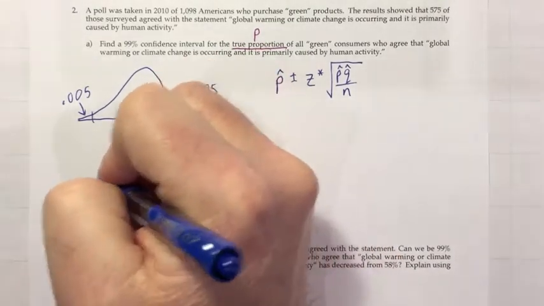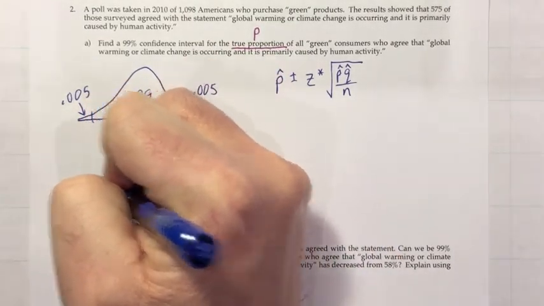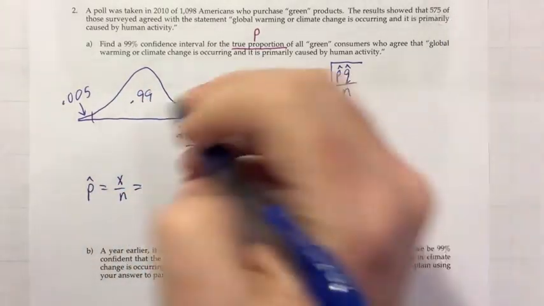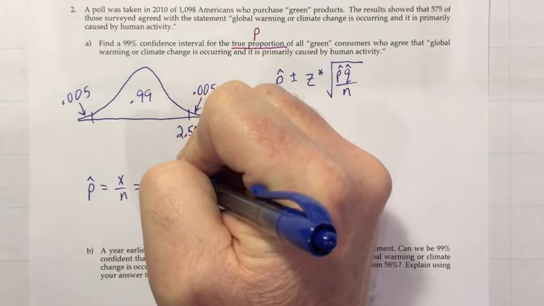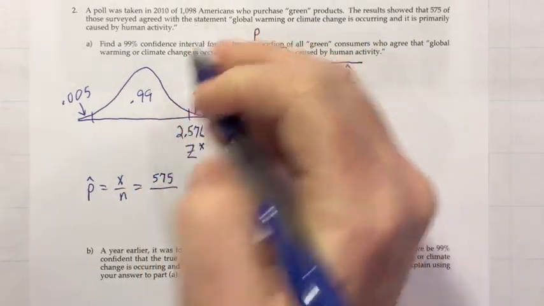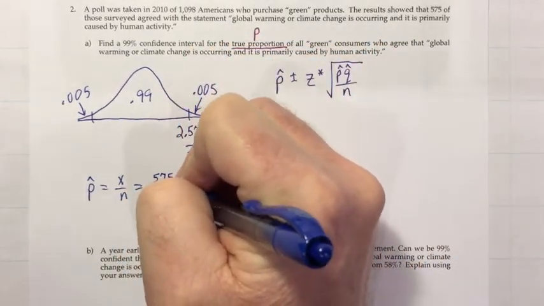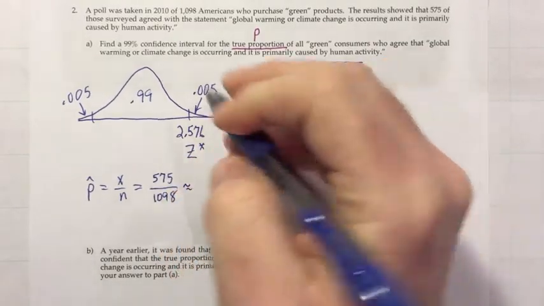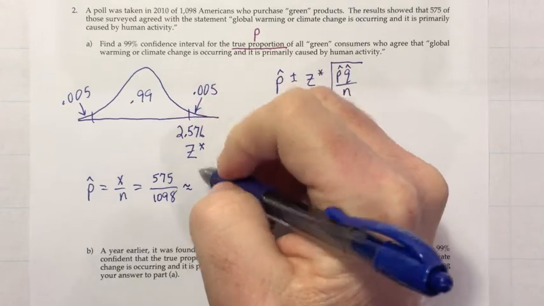And then I need my P hat. P hat is X over N, the number of successes by the number of tries. We had 575 people agreeing with the statement out of 1,098 that we asked the question to. And if you do the division on your calculator for that one, you will get 0.5237.